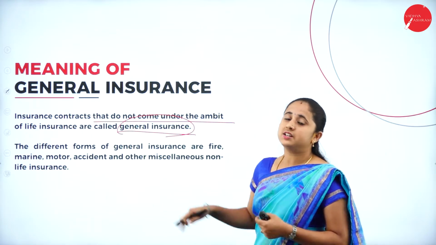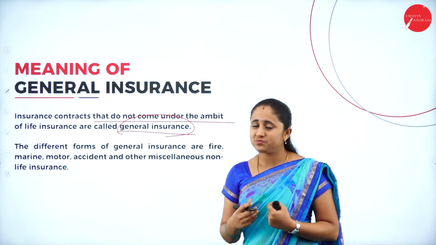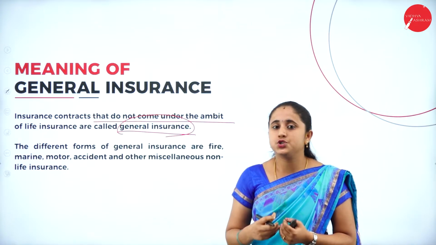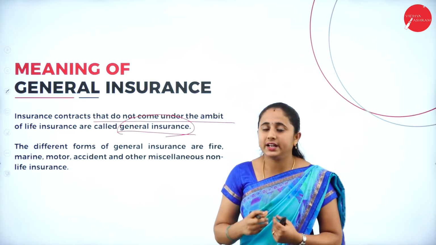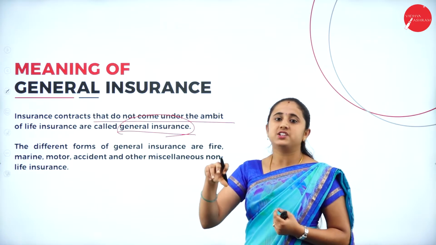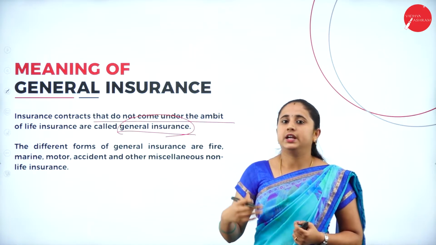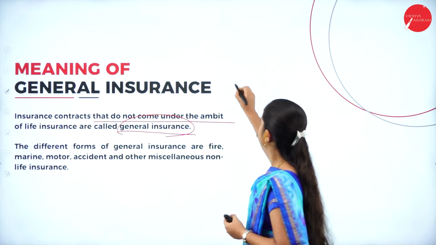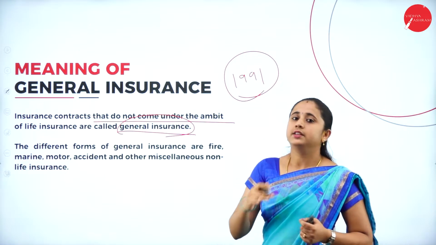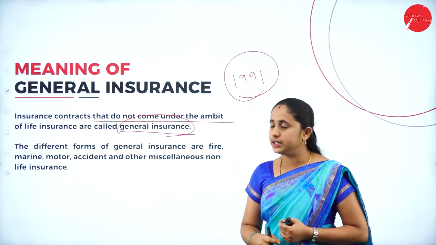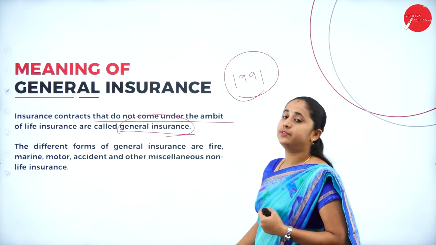From 1991 onwards, general insurance became a more important and interesting factor. Nowadays, we want insurance even for a small gadget or the mobile phone which we purchase. So we need insurance for a smaller gadget also. Now it plays an important role in the Indian economy. General insurance means a contract that does not come under life insurance.